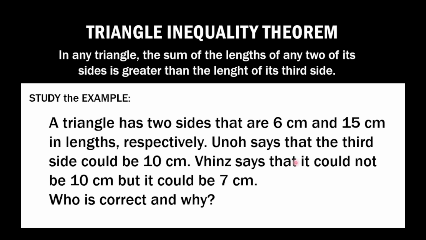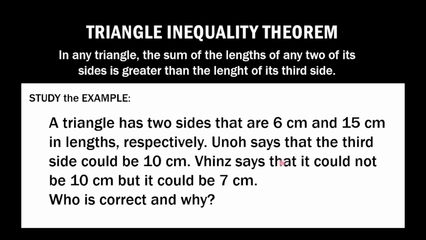So, for example, a triangle has two sides that are 6 centimeters and 15 centimeters in length respectively. Uno says that the third side could be 10 centimeters. Pero si Vince naman says that it could not be 10 centimeters but it could be 7 centimeters. Who do you think is correct and why? Si Uno ba na ang third side daw ay dapat 10 centimeters? Or si Vince na dapat daw ang third side ay 7 centimeters?